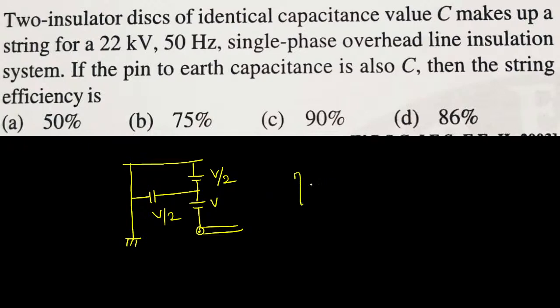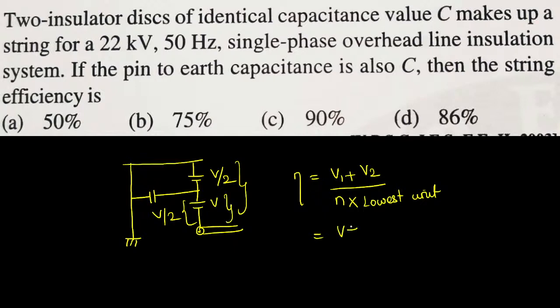What is the formula? First write down N is equal to total voltage across the insulators, voltage drop across the first insulator plus voltage drop across the second insulator, divided by number of discs into voltage across the lowest unit. Let us substitute all the values. இப்போ voltage across the first unit எவ்வளோ? V. Voltage across the second unit எவ்வளோ? V by 2, divided by number of insulators 2 into lowest unit voltage எவ்வளோ இருக்கு? V only.